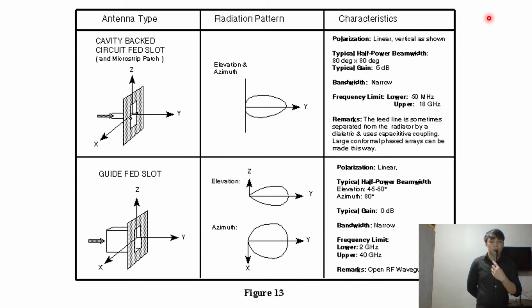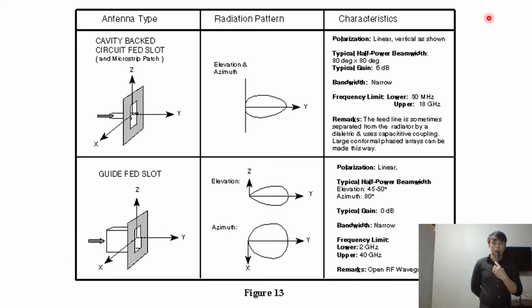So the next one is its polarization. The polarization of the guided-fed slot is linear, and the typical half power beamwidth of the guided-fed slot, its elevation is 45 to 50 degrees, and the azimuth is 80 degrees. So its typical gain is 0 decibels.